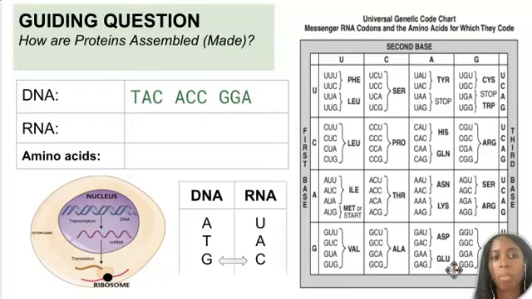Next, we're going to talk about how proteins are assembled. But first, let's talk about what proteins are. Proteins are made of amino acids, and these amino acids are the building blocks of proteins. We're going to constantly ask you that, so please lock it in your memory bank. Proteins are made of those codons. Each codon codes for a specific amino acid. And proteins are important because they determine your traits.